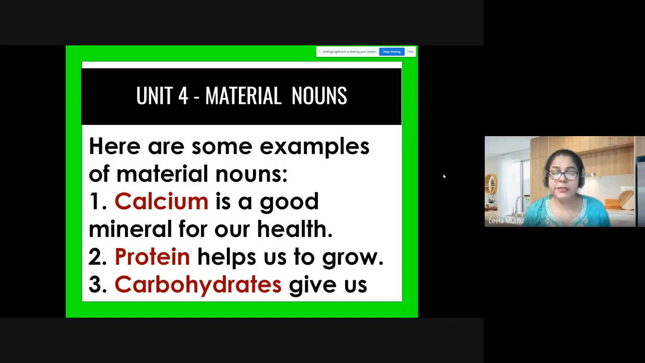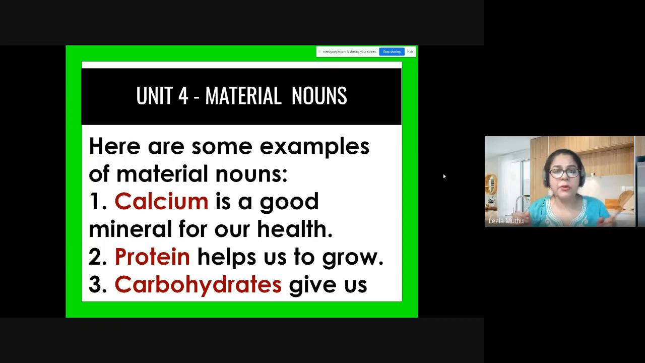Here are some examples of material nouns. Now it doesn't always have to be "was made of" or "is made from." You can just use it in your everyday sentence. Calcium is good for your bones. So calcium is a material. It's a good mineral for our health. Protein helps us to grow. It is a material which helps us to grow. Protein is a material. Calcium is a material.